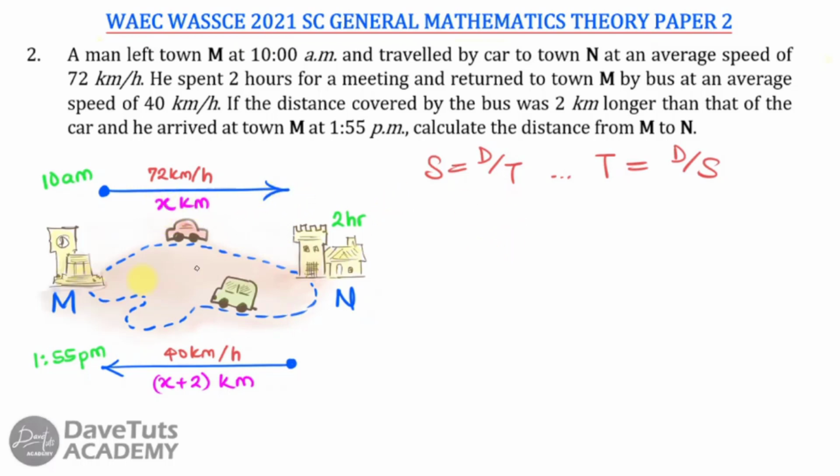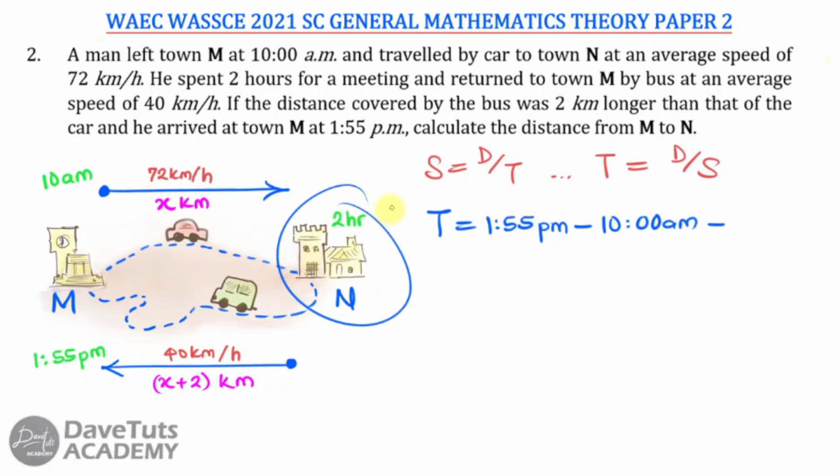Okay, so we can deduce the time that this man used here by saying that that time will be the time he arrived back at town M, 1:55 p.m., minus the time that he left town M, minus 10 a.m. Okay, let me just specify that as p.m. so that we will not mistake that. Minus 10 a.m.